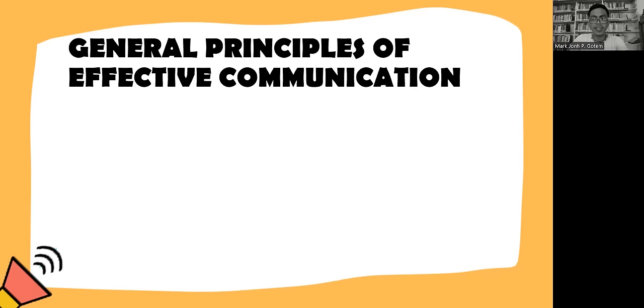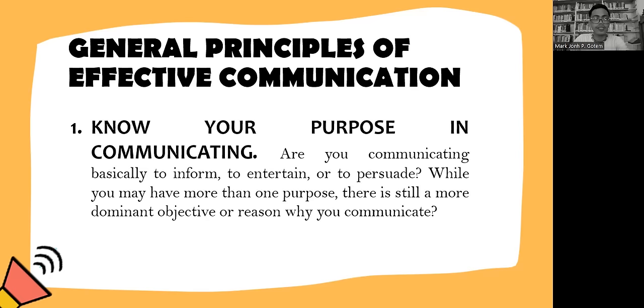So here, the first general principle of effective communication: know your purpose in communicating. Are you communicating basically to inform, to entertain, or to persuade? Even if you have more than one purpose, there is still a more dominant objective or reason why you communicate.